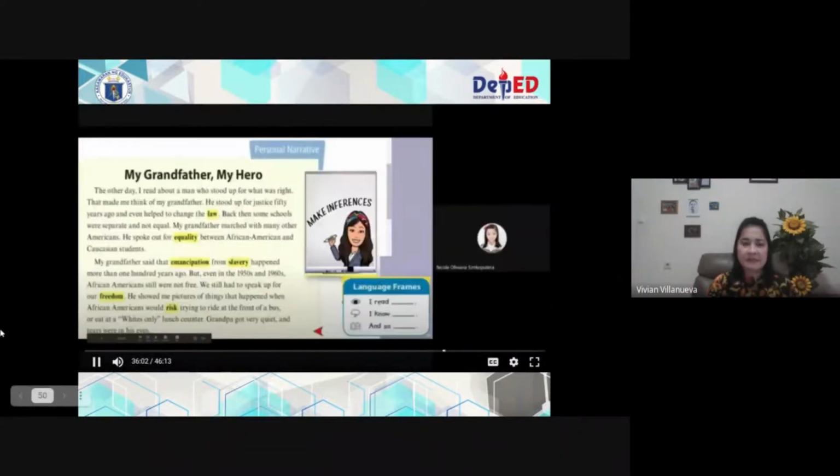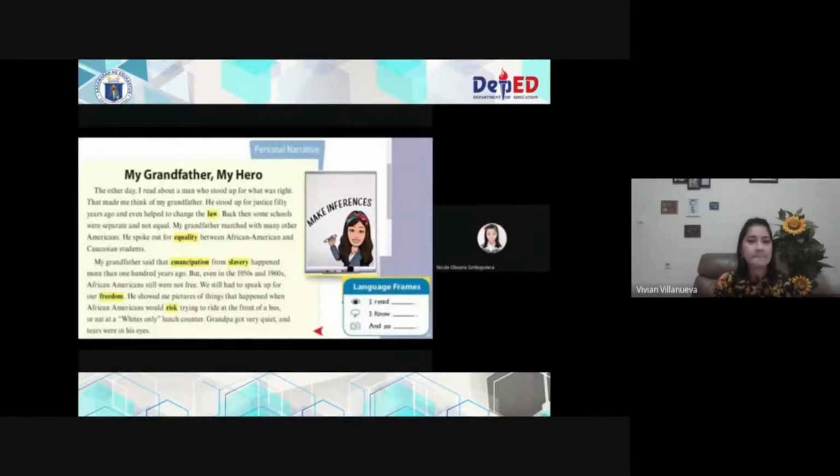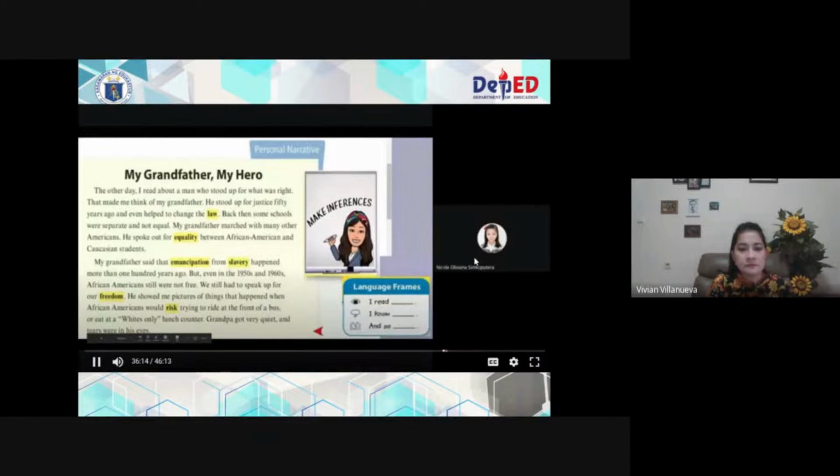We still have 5 minutes. These are the strategies that we learn from the language frames. Let's do this together first, and later I'm going to give you an individual work. Let's figure it out together. What do you read? What clues are you seeing here? What's happening here?